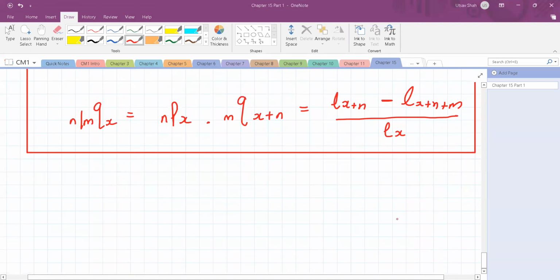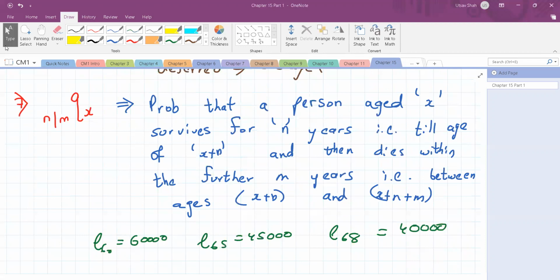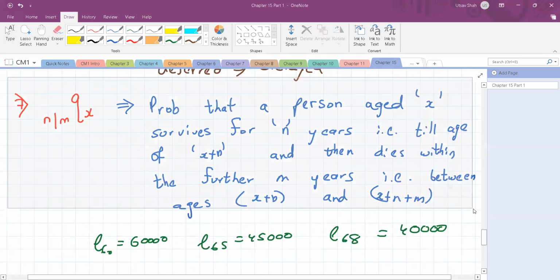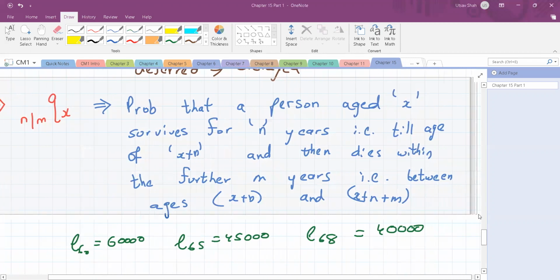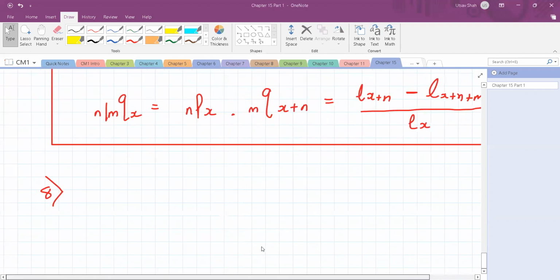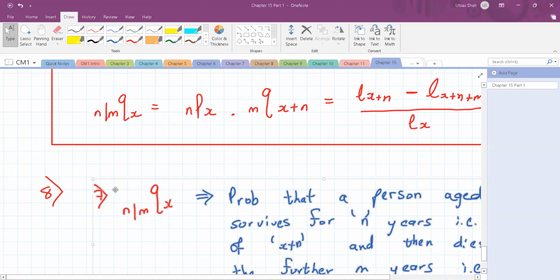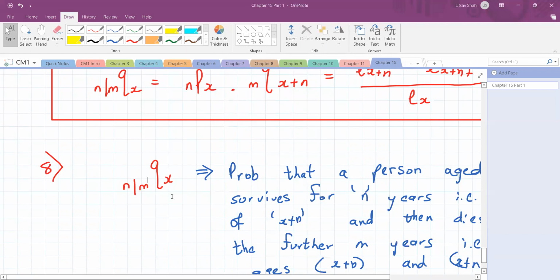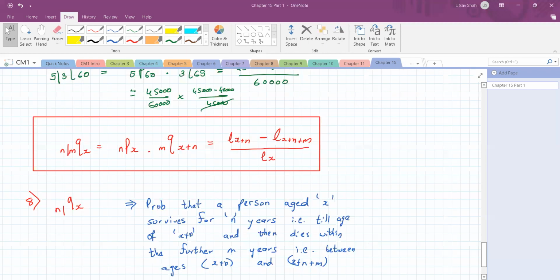Now, for this seventh terminology that we learned, there is one more correlated terminology. It is very simple. There is nothing difficult in it. So I'll just copy this entire thing down. Okay. Now instead of n deferred mqx, if you have been given just n deferred qx, there is no m here. So what do you do in this circumstance?